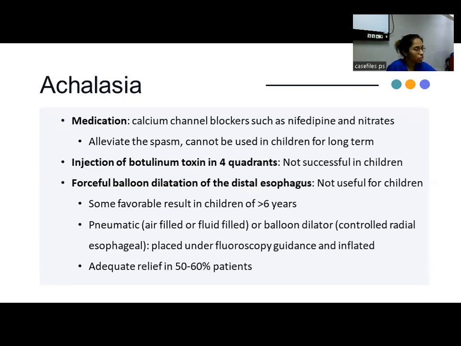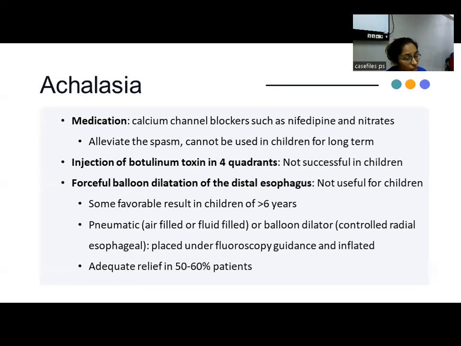Injection of botulinum toxin endoscopically in the 4 quadrants of the esophagus has been tried. However, it is not successful in children. And even if we do the botulinum toxin, it is not a permanent resolution. It is just to study the effect of the myotomy, whether it can be effective or not. Coming to balloon dilatation of the lower esophageal sphincter, it is the same thing. It has been studied in adults and is yet to be studied in children, and it is not yet useful in children.